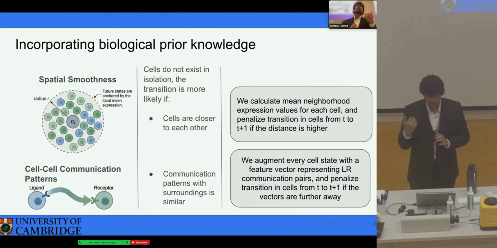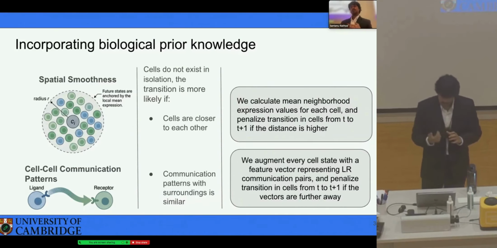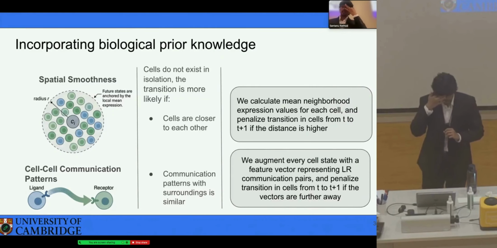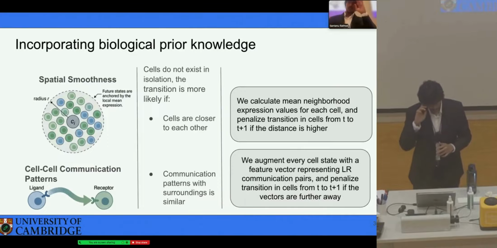So a group of neighboring cells are going to have similar expressions within themselves compared to a group of cells that's physically far away. And that's in essence what this spatial smoothness prior is trying to capture.